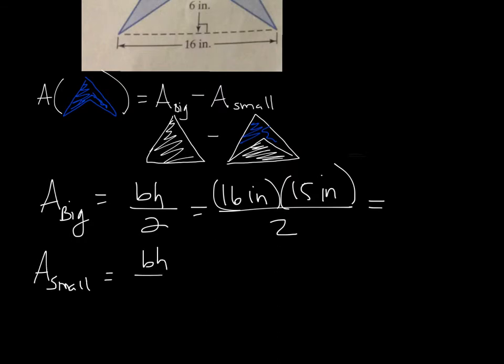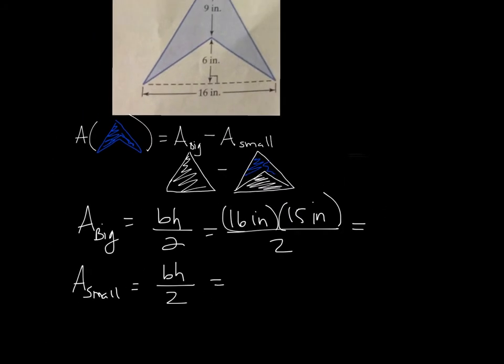Again, base times height and cut it in half. The base of the small triangle is the same, it's still 16 inches. And what's the height? The height is only 6 inches. And of course we're cutting it in half, that's what our formula says. So again, I'm just punching this into the calculator.